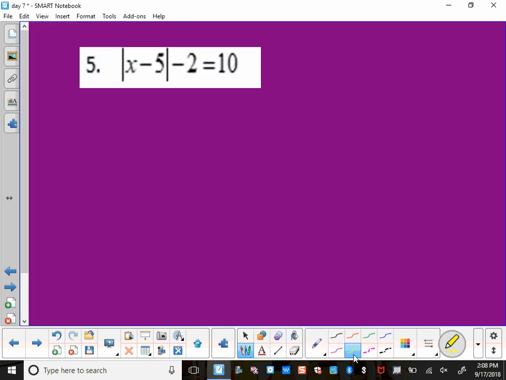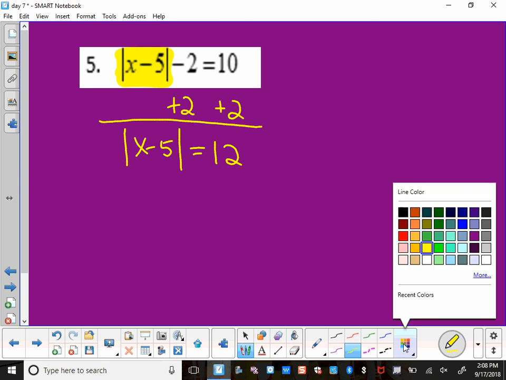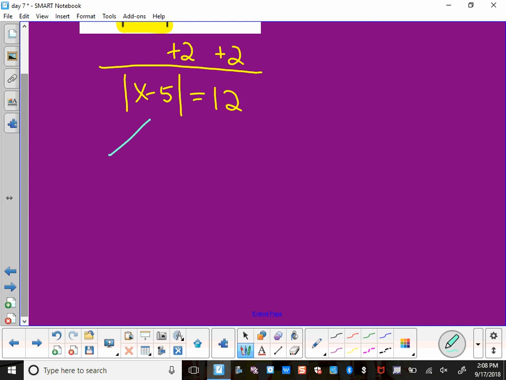All right, so number 5, what needs to go away from my absolute value? I'm going to add 2 to both sides. And I have the absolute value of x minus 5 is equal to 12. That's good so far? All right, did you split it up here? So we have x minus 5 equals 12. X minus 5 equals negative 12.